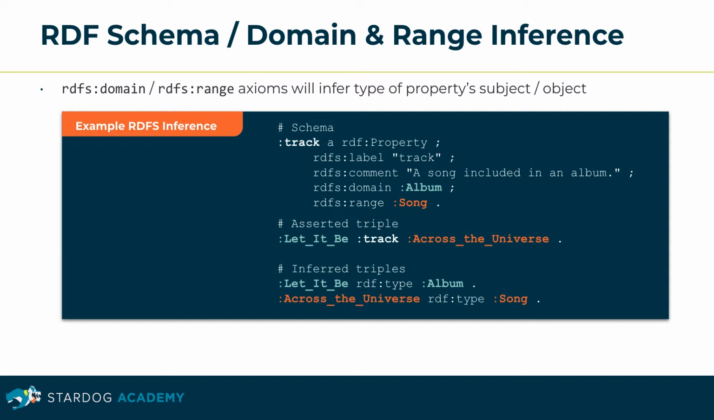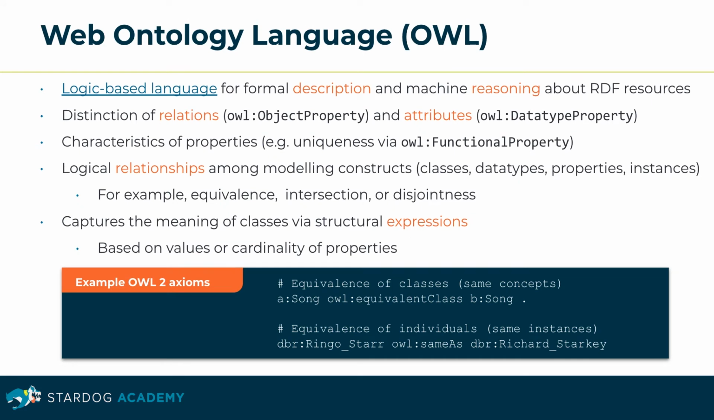Accordingly, the resource Let It Be is inferred to be of type album, and Across the Universe of type song. The Web Ontology Language, OWL, is a logic-based language supporting a formal description and automated reasoning about RDF resources. Compared to RDF Schema, it differentiates RDF properties that are relations of type owl:ObjectProperty and attributes of type owl:DatatypeProperty. It defines further characteristics of properties such as uniqueness by the dedicated property type owl:FunctionalProperty.